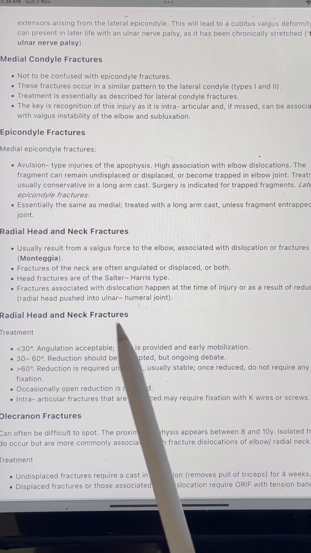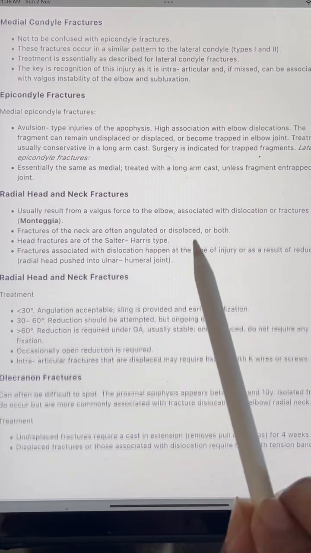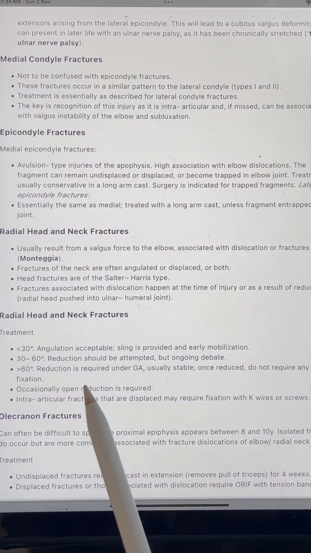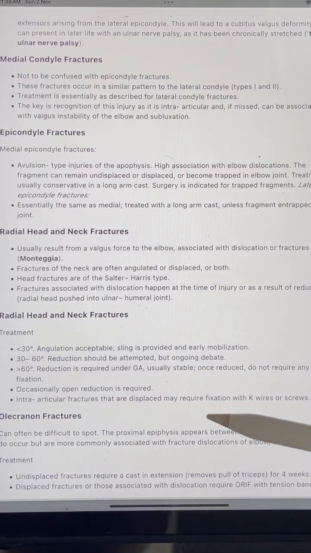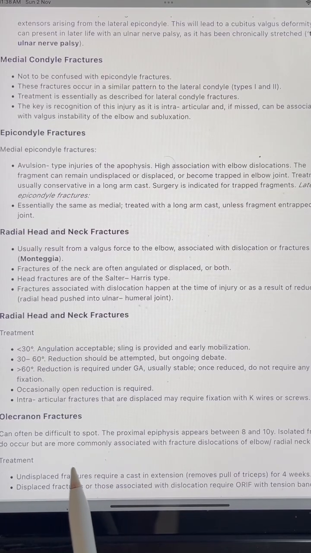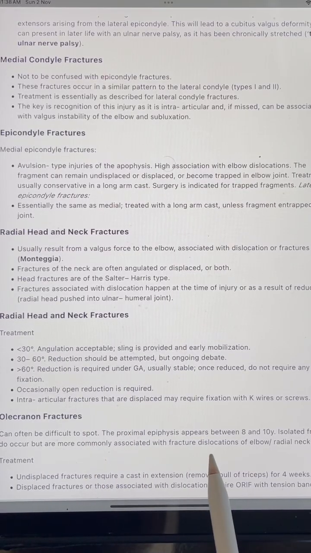Monteggia fracture, fractures near the neck. For radial head and neck fractures, treatment of minor angulation is a sling for proper immobilization. For 30 to 60% angulation, reduction may be attempted, and there is debate. For more than 60%, reduction under general anesthesia is required. Olecranon fractures can be difficult to spot. Proximal, undisplaced fractures may require cast extension.